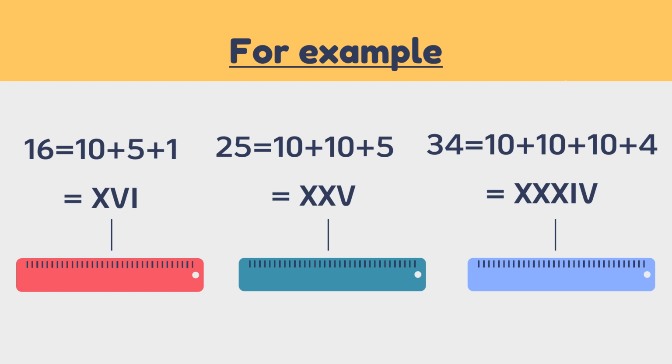Here 34 is expanded as 10 plus 10 plus 10 plus 4. Now write their symbols. Here 10 is added 3 times, so we need to write the symbol also 3 times. That is equal to XXX plus IV, whereas 4 can be written as IV. Children, I hope you understood how to expand the number and write the Roman numeral for it.